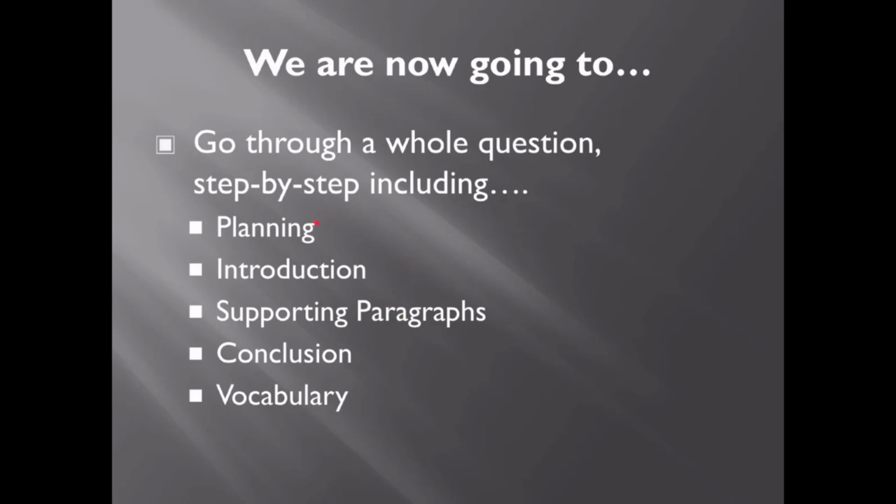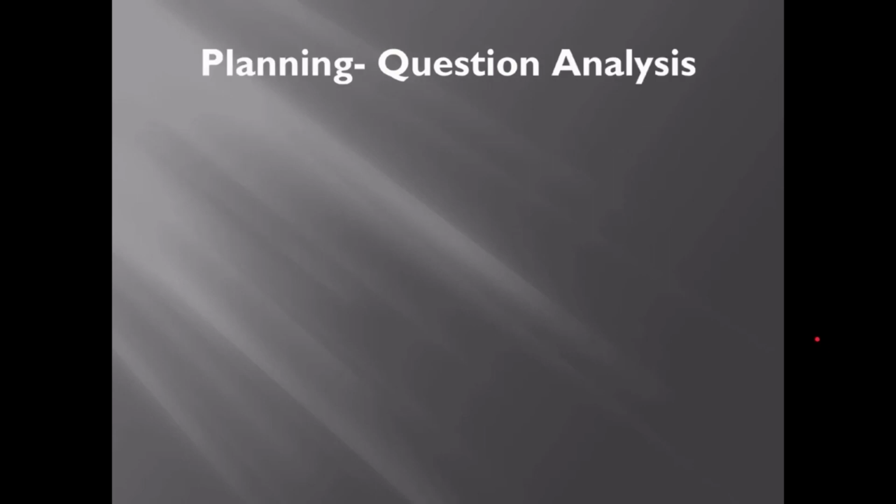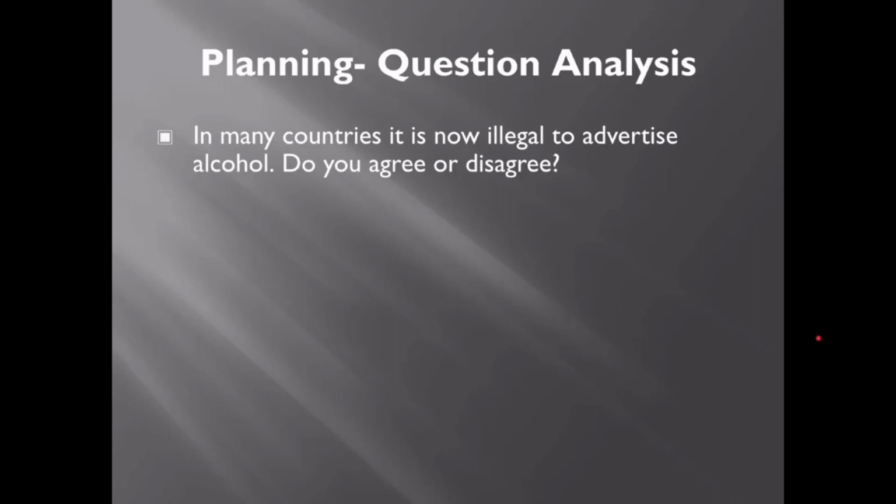So we're going to go through the planning, the introduction, the supporting paragraphs, the conclusion, and the vocabulary. In many countries, it is now illegal to advertise alcohol. Do you agree or disagree? So this is the question we're going to use. So let's plan this together. So the first thing that we need to do is we need to fully understand the question. All right, so we're going to look at the overall topic. What is the overall topic?